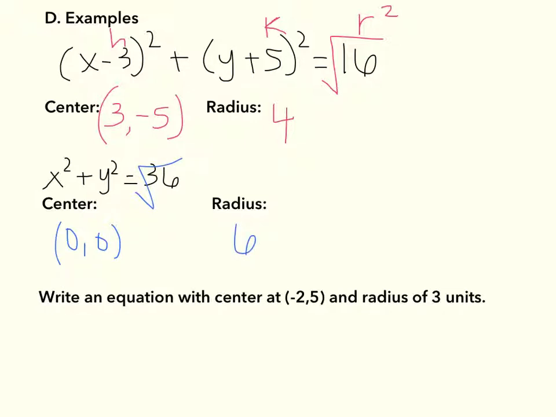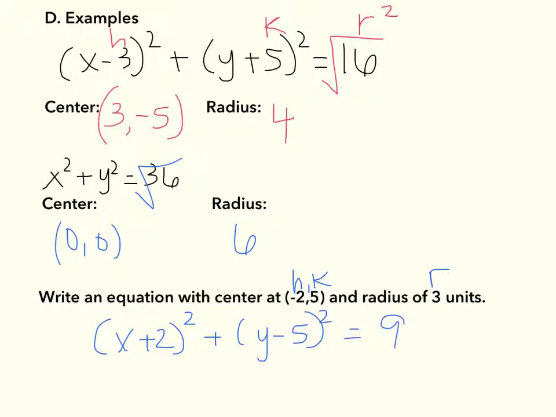So the next example, they give you the center and the radius now, and they want you to put it into an equation in this form. So our center is (h, k), and then this is our radius. So we have x plus 2 squared plus y minus 5 squared equals 9. So this was our h, negative 2, we changed the sign. Our k was positive 5, we changed it to negative. And then the square root of this number is 3, our radius.